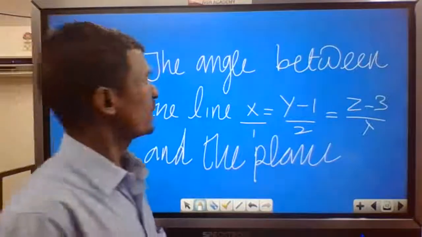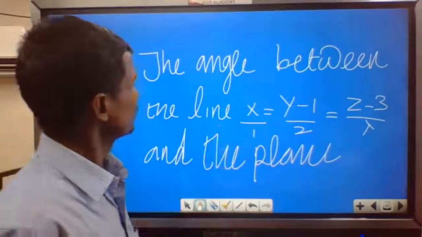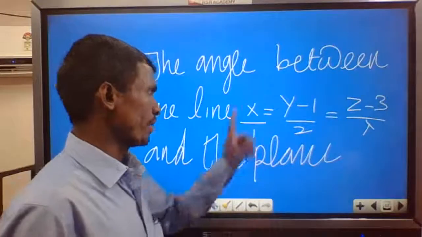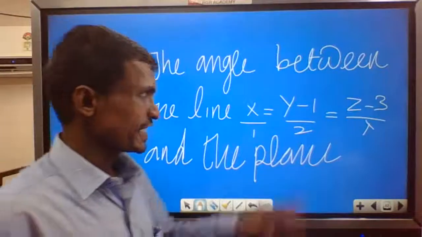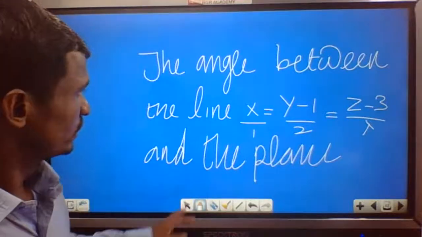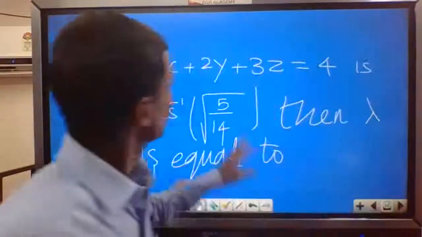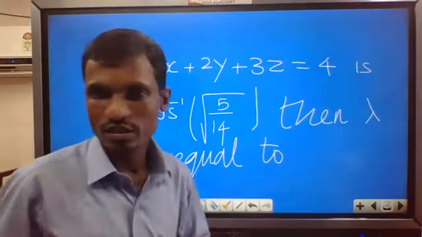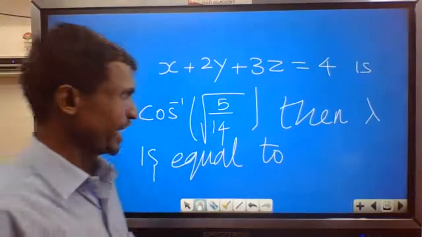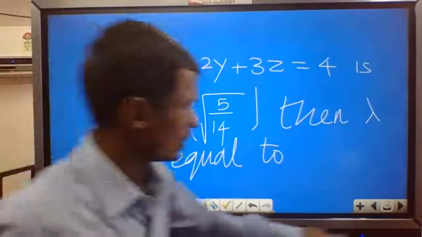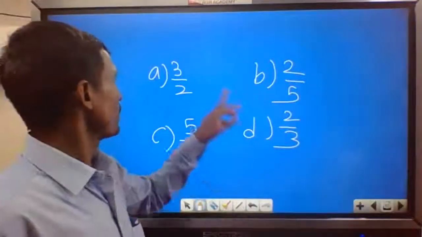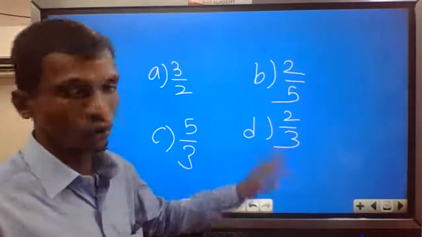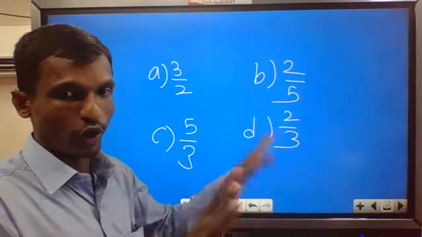What is the problem here? The angle between the line x divided by 1, y minus 1 divided by 2, z minus 3 divided by lambda, and the plane x plus 2y plus 3z equal to 4 is cos inverse of root of 5 divided by 14. The lambda is equal to 2 divided by 5, 3 divided by 2, 5 divided by 3, or 2 divided by 3. This is answered. The D option should be correct.